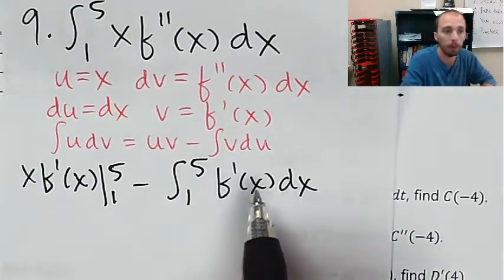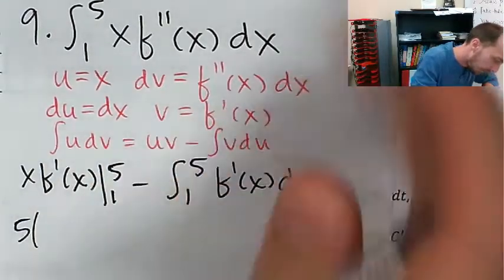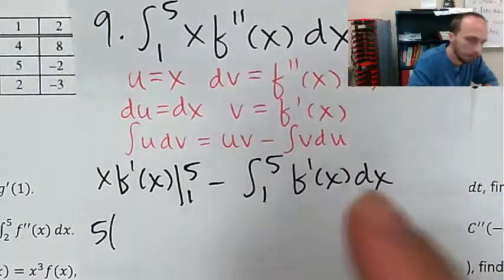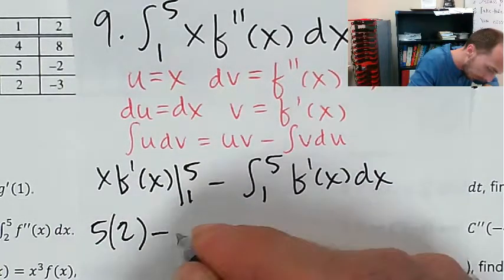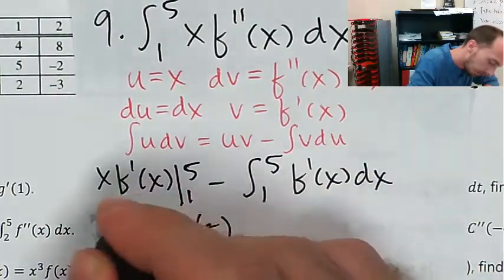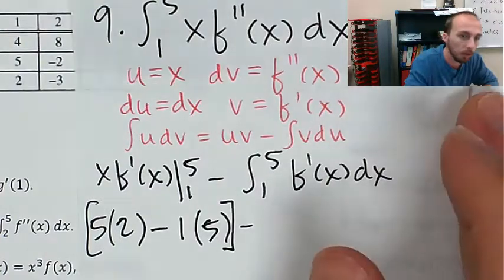And this is something that we're going to be able to compute, right? So it's going to be 5 times f prime of 5. And f prime of 5 on that table, well, you can see that's 2, right? All right, so that's 5 times 2 minus 1 times f prime of 1, which is another 5. I might throw boxes around this so I don't make some sort of error.